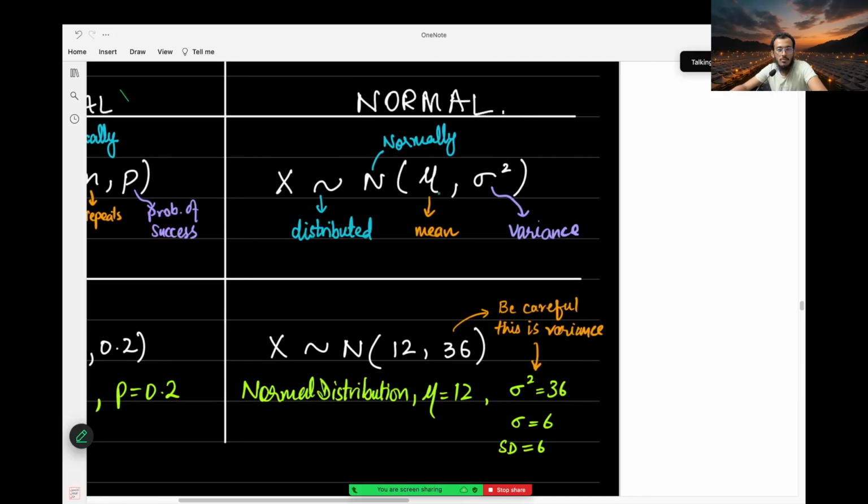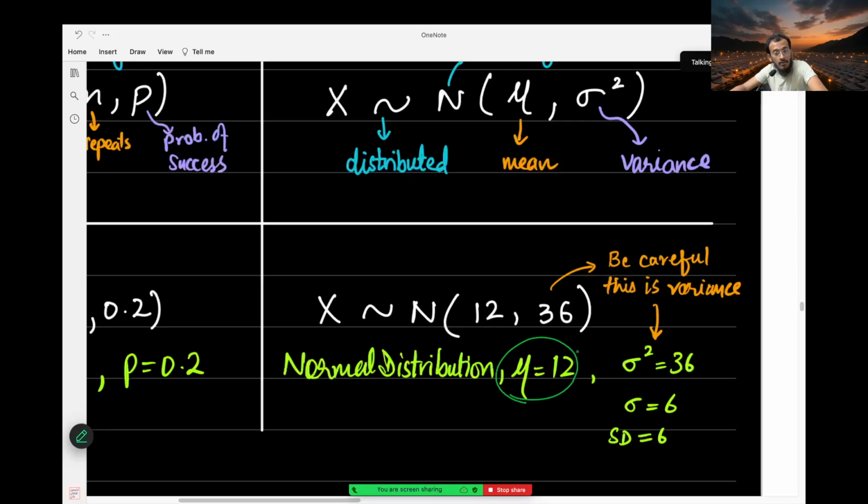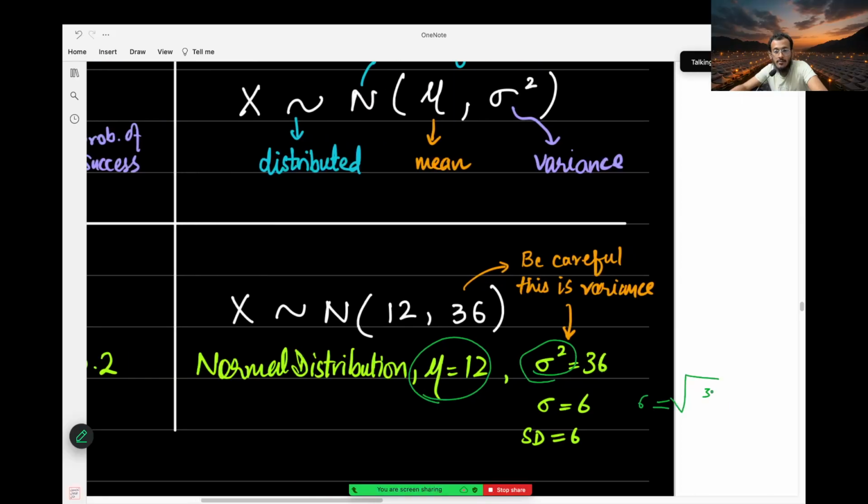But in normal distribution, this is how we represent it: x is distributed N, mu, and standard deviation. So this thing is the mean and this thing is the variance, not standard deviation. Be careful, this is variance. Which means mu is 12 and sigma squared is 36, which means sigma is 6. That means sigma is the square root of 36.